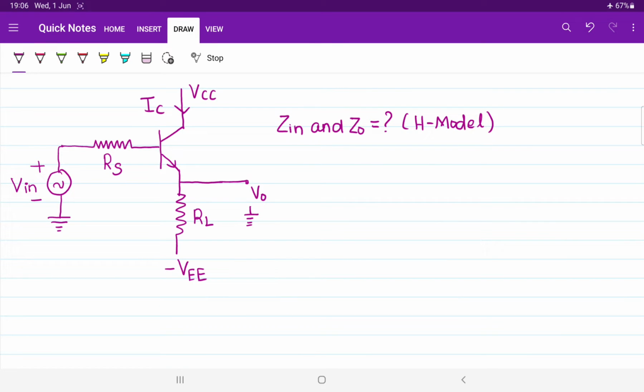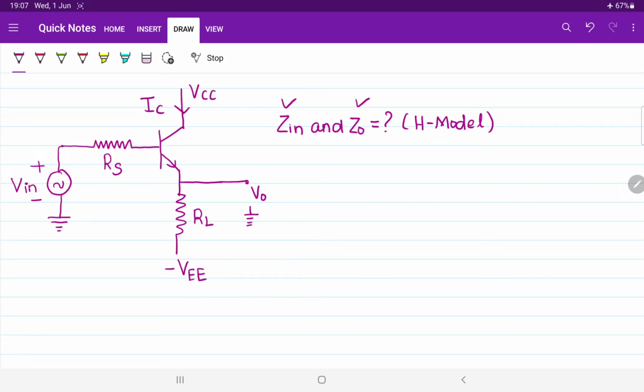So in this session we are going to learn one more thing, something new. So this is the given circuit. If you observe in this circuit, we have to calculate the value of input impedance and also we have to calculate the value of output impedance. But the thing is, we are requested to calculate our expression in terms of hybrid model parameters.